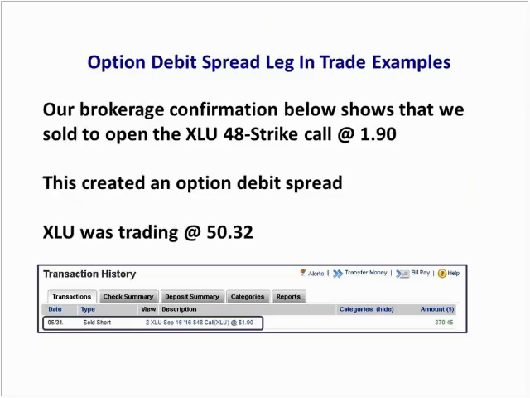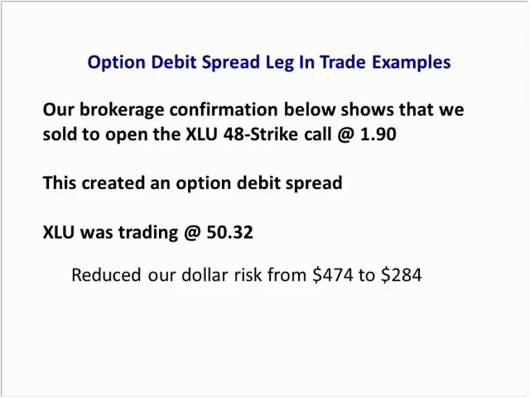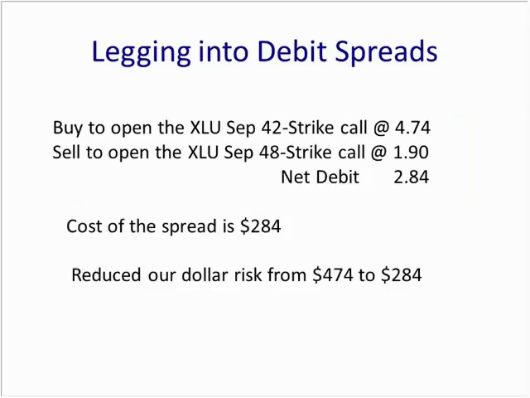We already owned the 42 strike call and had a profit in it, so at a later date we sold the 48 strike call at 190. Again, we bought to open the 42 strike call at 474 and sold to open the XLU 48 strike call at 190. This created a net debit in our account of $284. So the cost of the spread was $284.